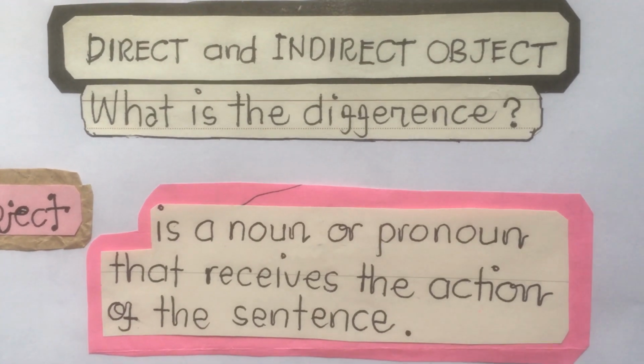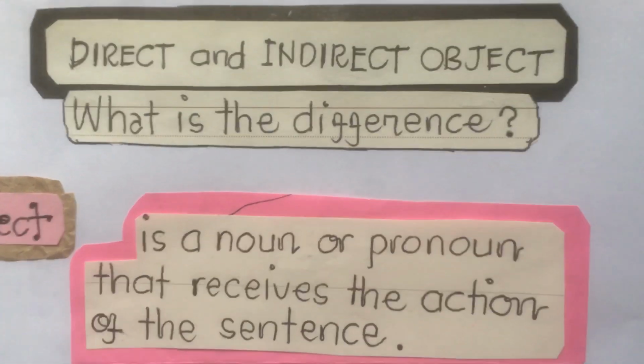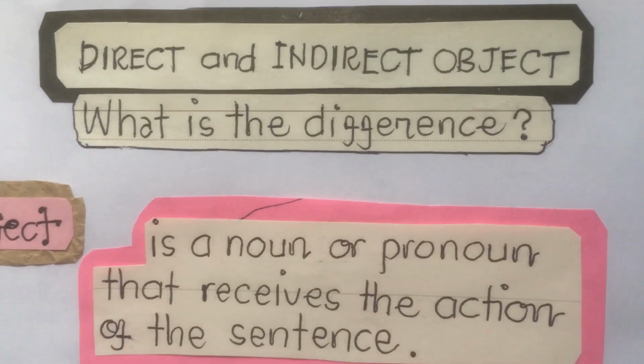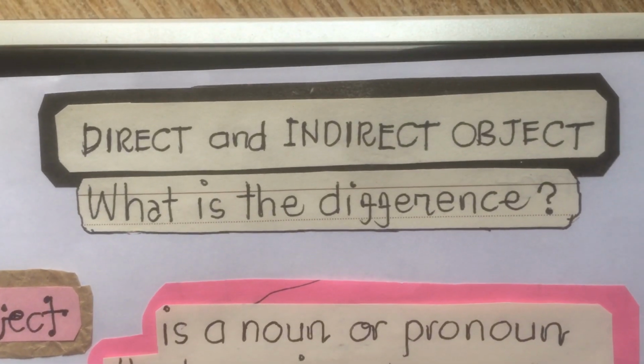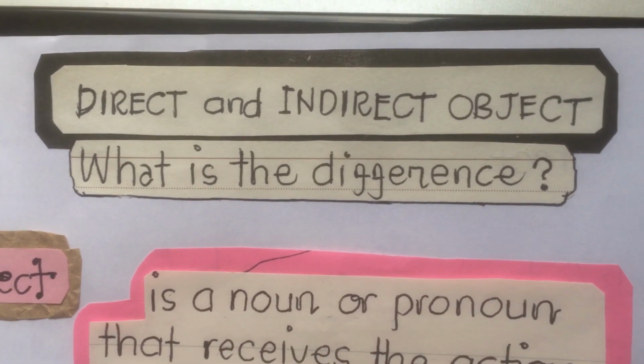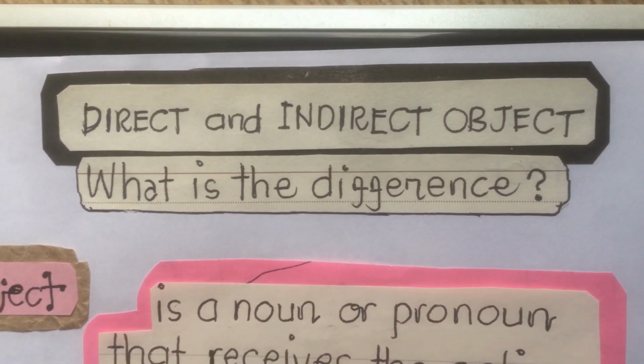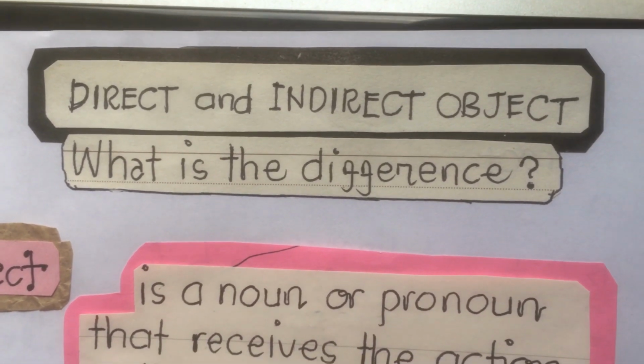Today's video we're going to discuss direct and indirect objects, and what the difference is between them. Remember, there are three kinds of objects in English grammar: direct objects, indirect objects, and objects of prepositions. But we are going to tackle direct and indirect objects, the difference between the two of these.